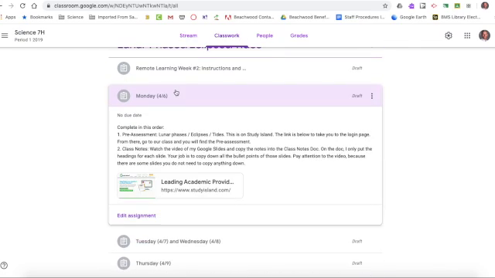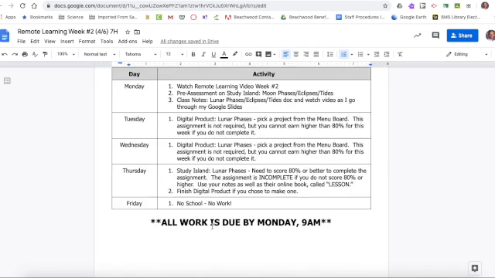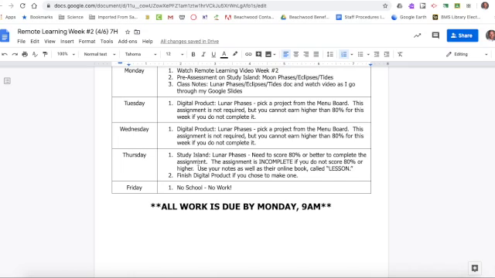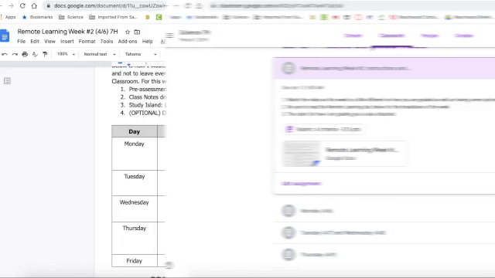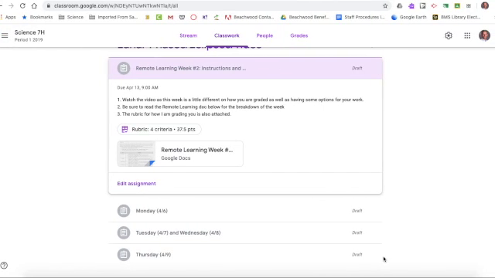Okay. The last thing I want to talk about then is what I was referring to before, and that was this remote learning digital product of lunar phases, which is optional, and that'll lead into the rubric and how we're grading. So back on the very first post for the week, the remote learning week number 2, it has the criteria for the rubric here as well. So why don't we take a look at this rubric so that it's pretty clear for us to understand what it is that we have to do.